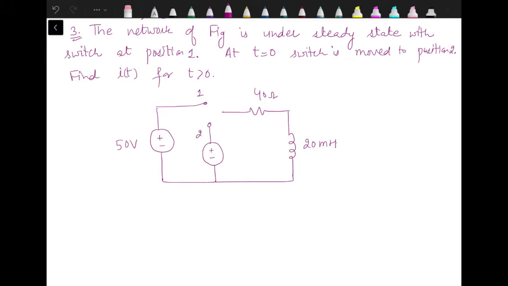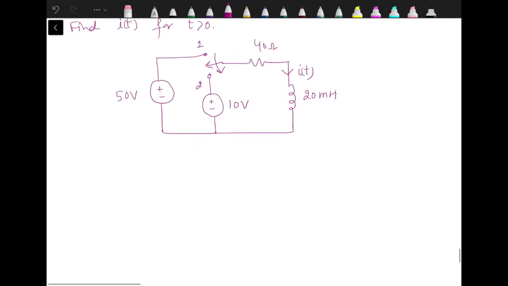This is position 1, position 2, and here we have switch which is moved from position 1 to 2 at t equal to 0. The source is of 10 volts. I is the current through the inductor terminals. Again, same expression for current: I infinity plus I0 minus I infinity into e raised to minus t by tau. Let's find out I0, I infinity and tau one by one.